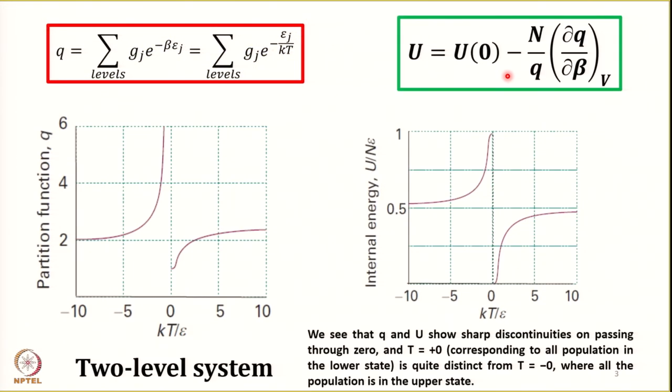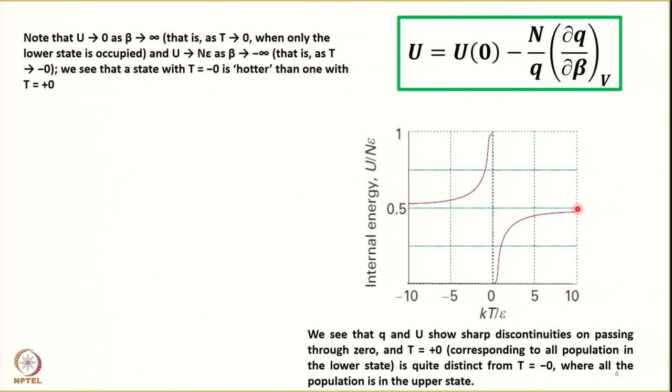Let us talk about the internal energy also. For a two-level system, the partition function is like this, and internal energy is also showing a discontinuity. The way we have shown it for the partition function, in the same way we can show it for the internal energy. Let's do that. Since we are talking about a two-level system, let me take the simplest one, 0 and E. So Q is equal to 1 plus exponential minus beta E. This is Q for this system.